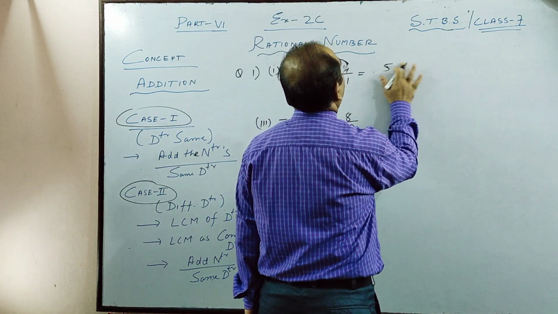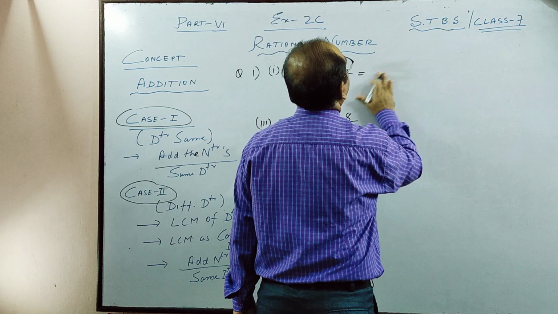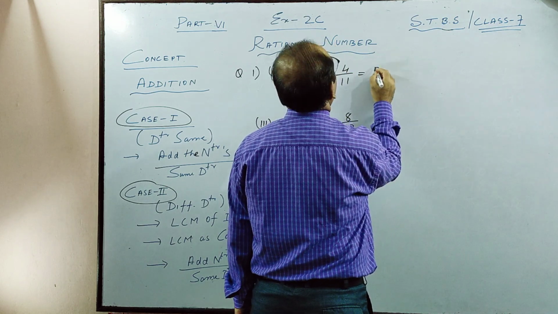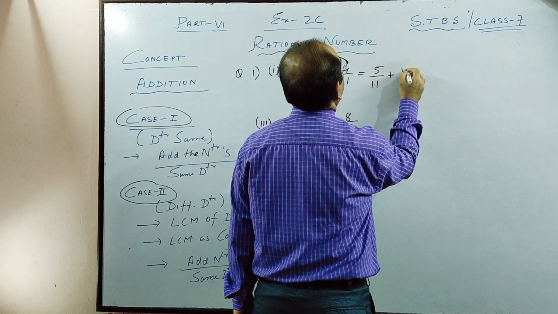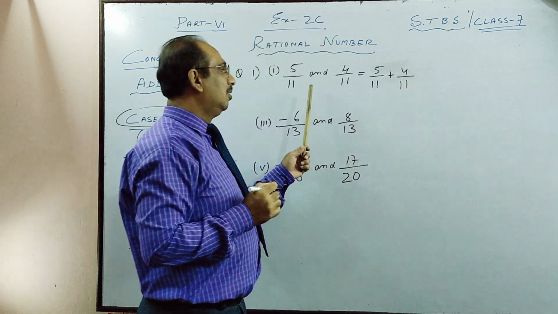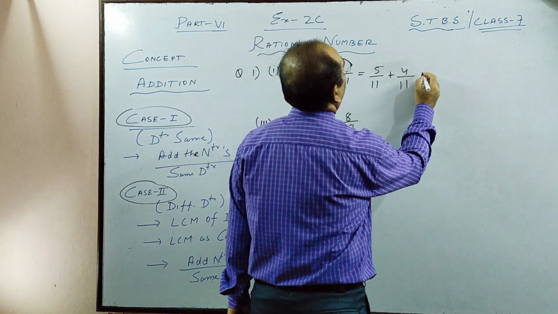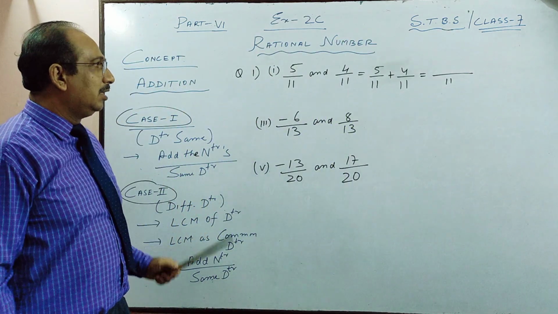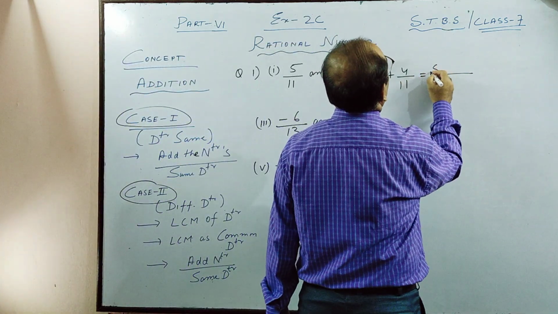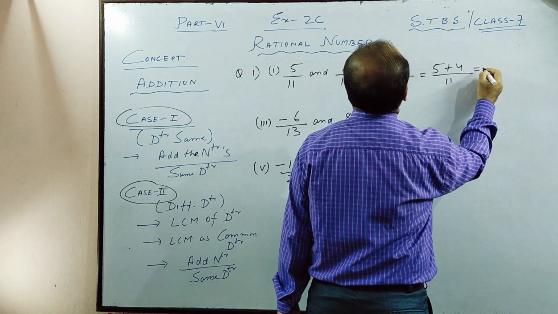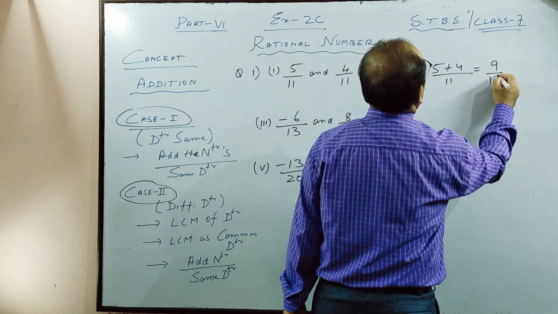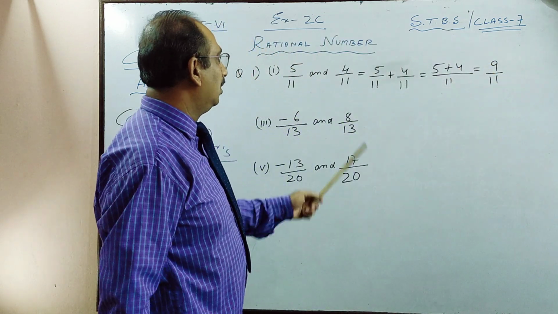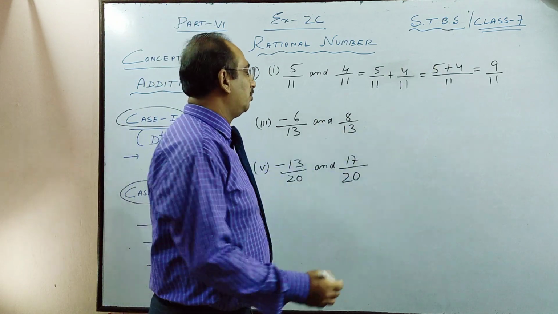So first step, children, we should first show the plus sign. We have the same denominator, add the numerators. So 5 plus 4, you get 9 by 11. Add the numerator, same denominator.